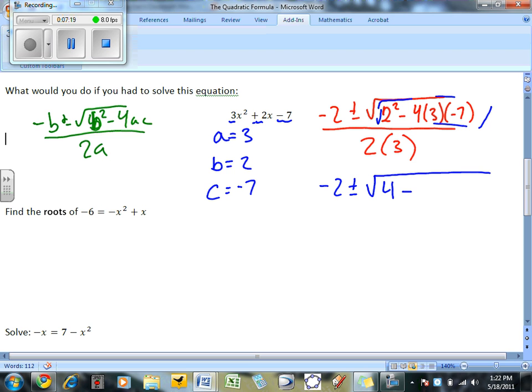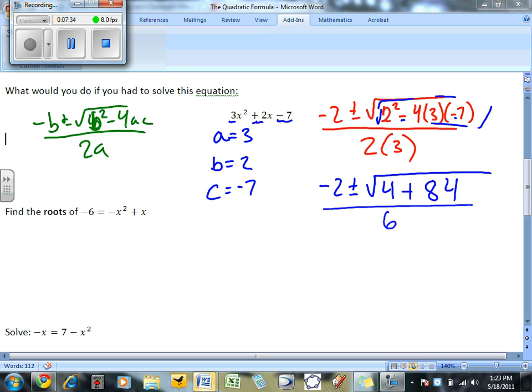Hold on a second, I'll make sure I'm right. Yeah, 12 times 7 is 84. Sorry, I had a little bit of a brain fart there. All right, so 12 times 7 is 84, but we have a negative times a negative, so it's plus 84. All right, divided by 2 times 3, which is 6.